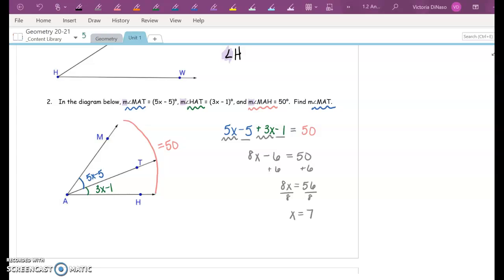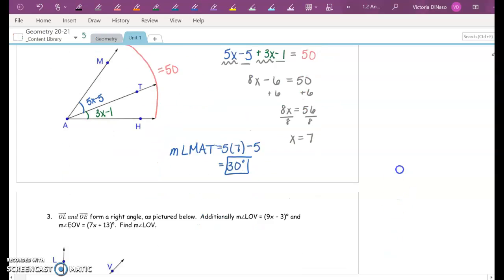To find our final answer, we're going to input the 7 into angle MAT. So we have the measure of angle MAT equals 5 times 7, which is 35, minus 5, which is 30 degrees. So our final answer is 30 degrees. If you wanted to check your answer, you can always input the 7 into 3x minus 1 to make sure that both of these two angles added together get me to 50.